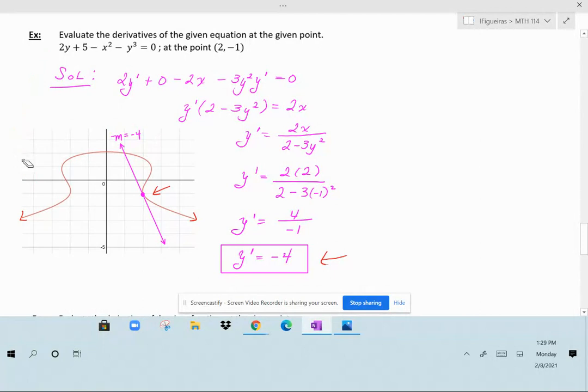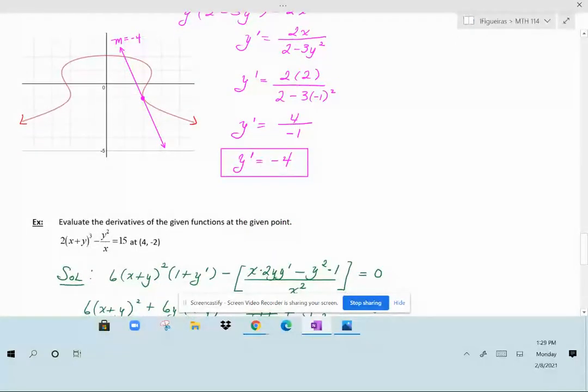Okay, so this is an example of an equation that is not a function. If you drew a vertical line, you would see it would touch the curve at this particular place at 3 different points. So this equation does not represent a function. You wouldn't be able to isolate the y even if you tried.